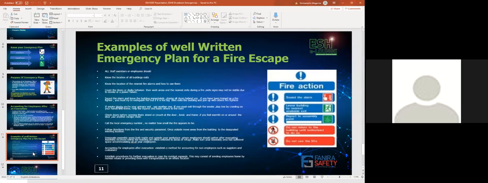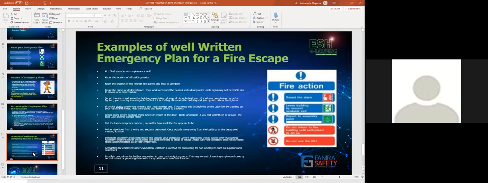Also, this one is an example of a written emergency plan as I'm presenting on the slide. Let's always ensure that the location of the nearest fire alarms and how to use them is communicated. People should know the nearest fire alarms.